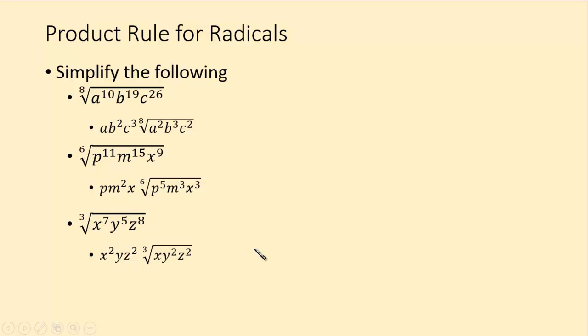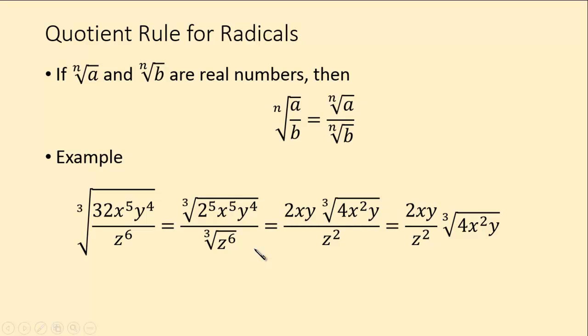So these are very easy, and I have no problem with you using the shortcuts. Just be aware of what the shortcuts are cutting short, in case you ever have some difficulty, so you understand what's going on. So here is the quotient rule, and it's very similar. The nth root of a quotient is equal to the quotient of those roots.